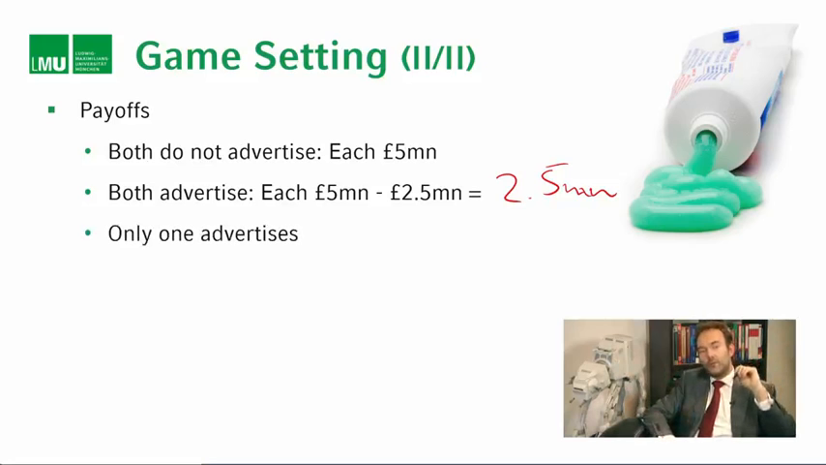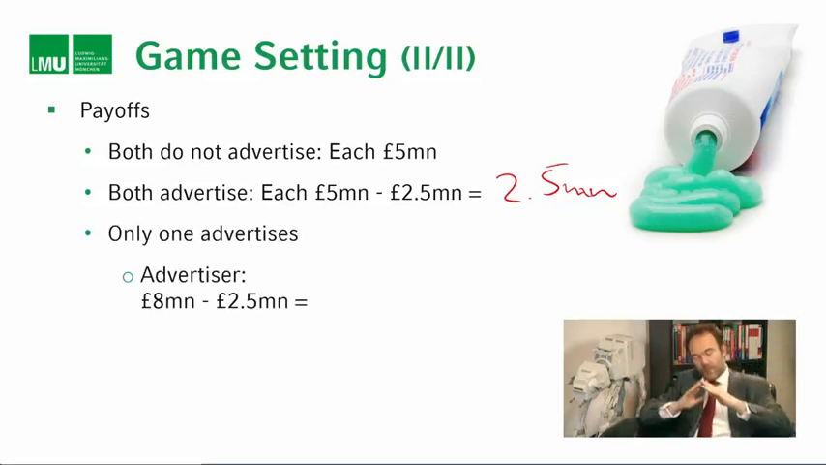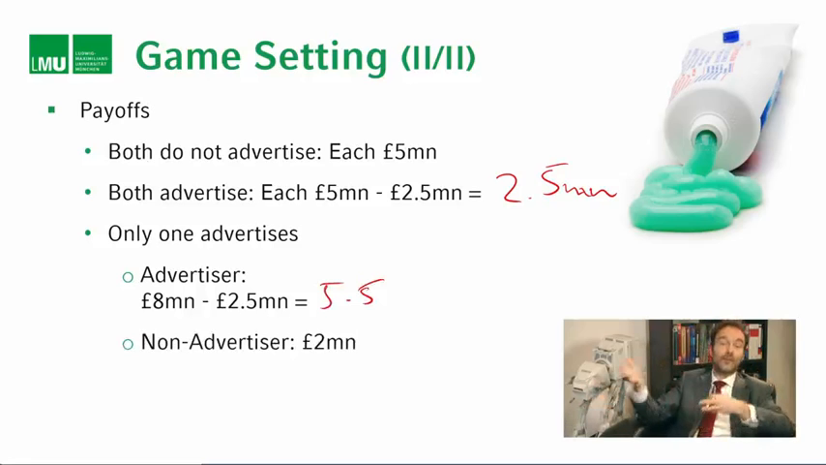If only one firm advertises, then that firm is going to make 80% of the market, that's £8 million, minus £2.5 million because they spend money on their advertising campaign. So that's going to be 5.5 million. And vice versa, the firm that doesn't advertise is left with 20% of the market. That amounts to £2 million.